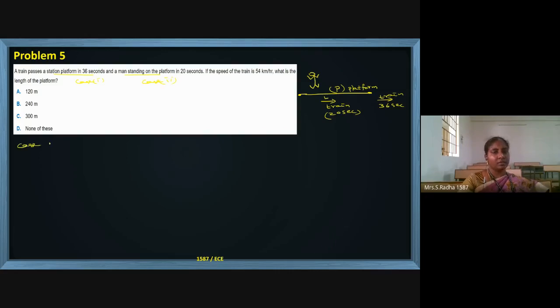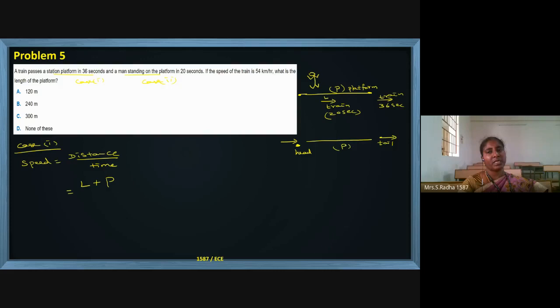Now in case 1, speed of the train is nothing but speed equals distance by time, and case 1 means it is crossing the platform. So distance becomes length of the train and length of the platform, because the head of the train should enter the platform and finally the tail of the train should leave the platform. So this is the length of the platform P.